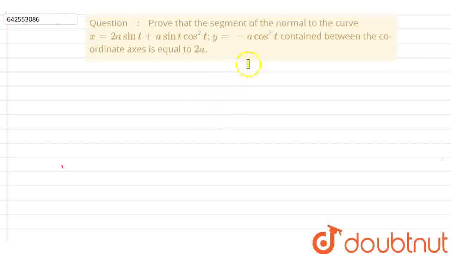Hello everyone. So here we have a question. Prove that the segment of the normal to the curve x = 2a sin t + a sin t cos² t, y = -a cos³ t, contained between coordinate axes, is equal to 2a. Okay, so I'm going to solve this.